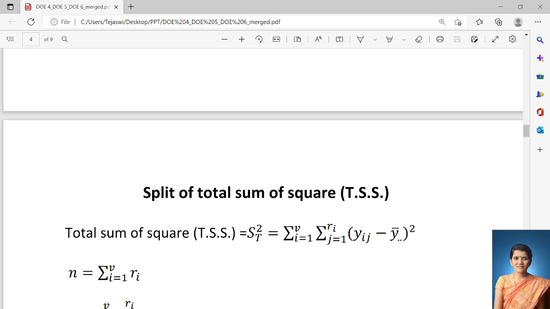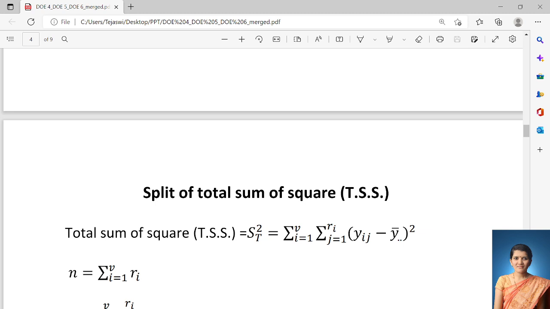Now in CRD there are terms like sum of squares. There are three sums of squares in this design: total sum of squares, error sum of squares and treatment sum of squares. So the splitting of total sum of squares is like this. Total sum of squares is denoted as S t square, which is equal to the double summation of Yij minus y double dot bar, squared. This is your original formula of total sum of squares.